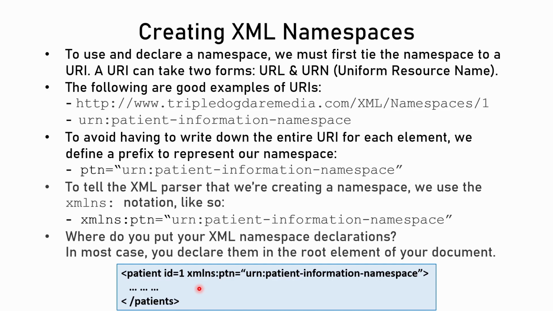Essentially, what that means is, remember that we had a name element inside our patient XML file. So adding the prefix PTN before that name element will essentially differentiate it from all the other name elements that may occur in some other XML documents. For example, in the doctor XML document that we had. Okay.